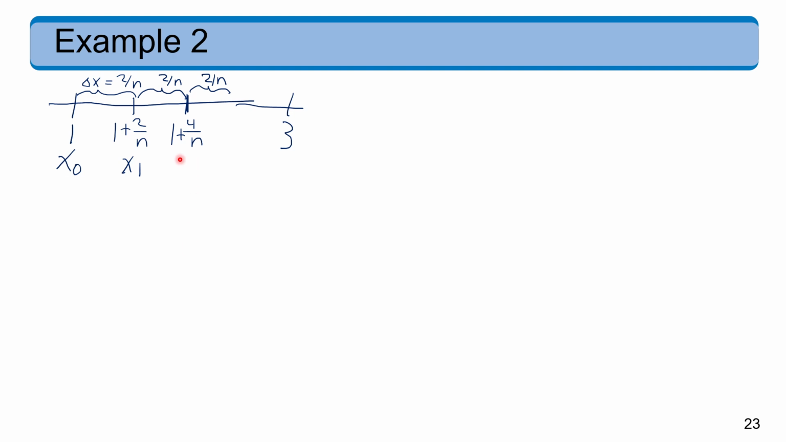So here's where we left off. When we add 2 over n to that, it becomes 1 plus 6 over n. And then you keep doing this till you get to the end. And so if we name these in the usual way, x0, x1, and so on, we want to see if we can generalize a formula for xi.